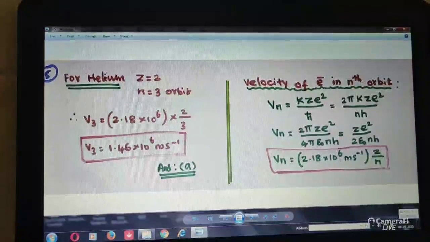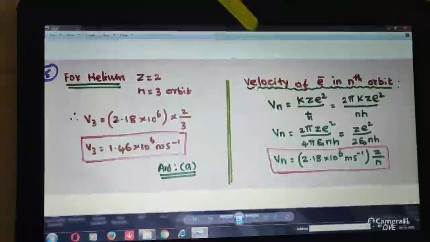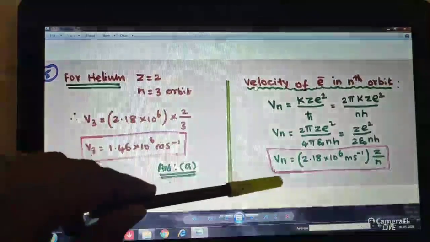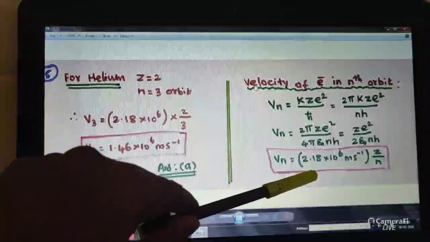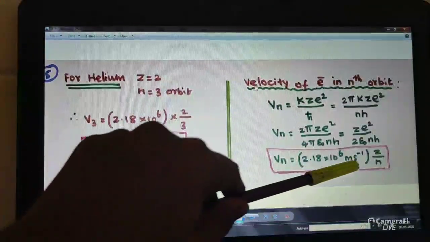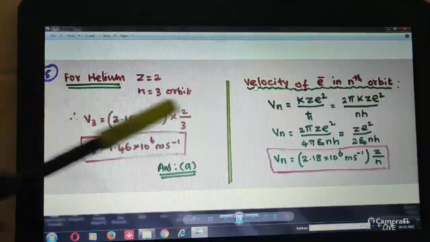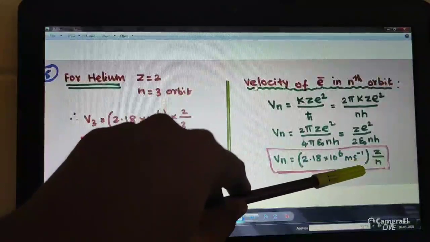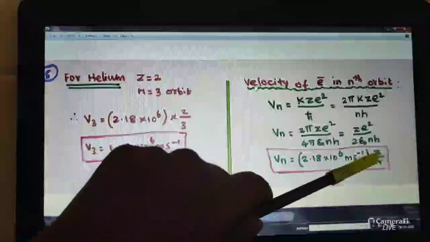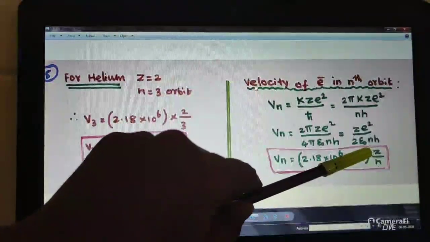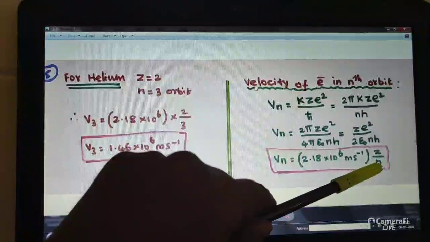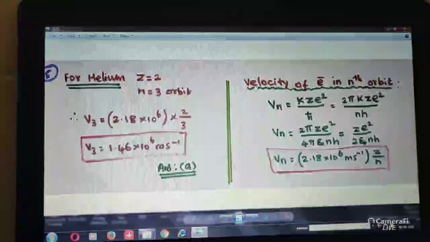See, the velocity of the electron in the nth orbit. After simplification, that common formula gives 2.18 into 10 power 6 meter per second, into Z divided by n. That's all, just keep this. Put in the atomic number of whichever atom is mentioned. For whichever orbit the velocity of electrons is asked, put that orbit's n value, that's all. So we can get the answer.